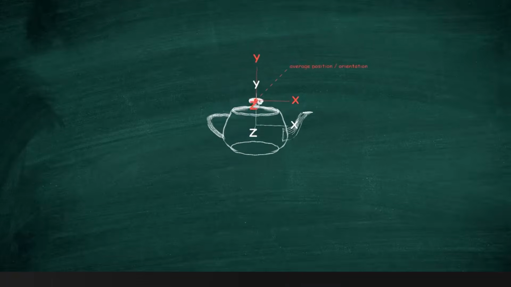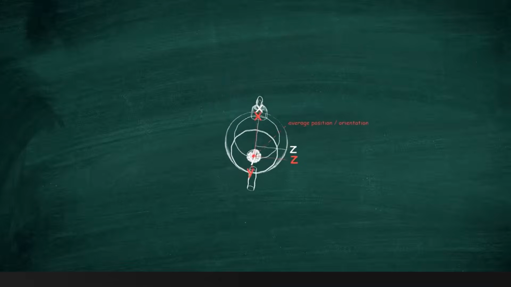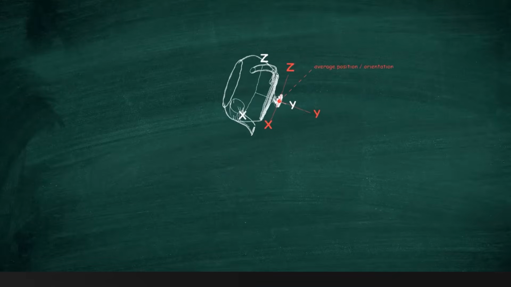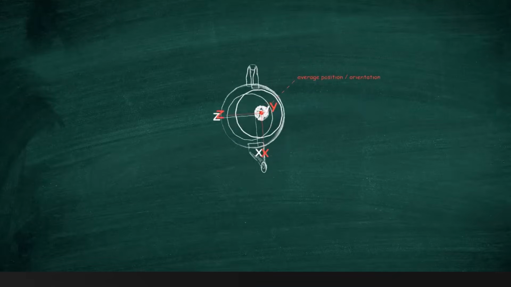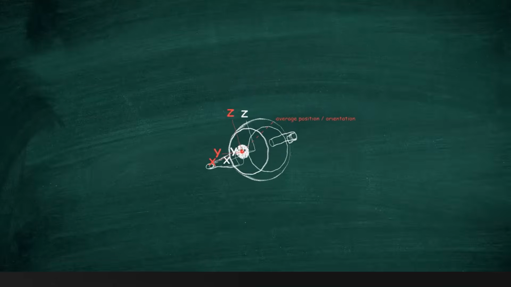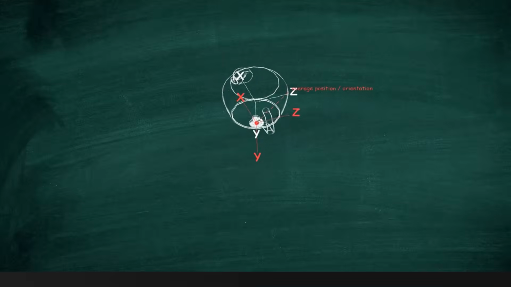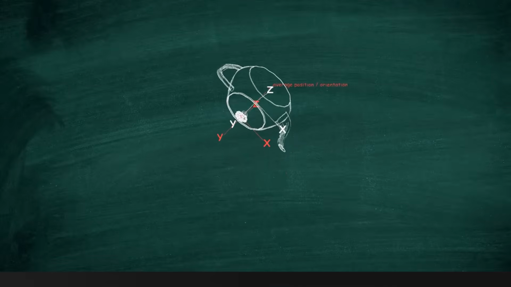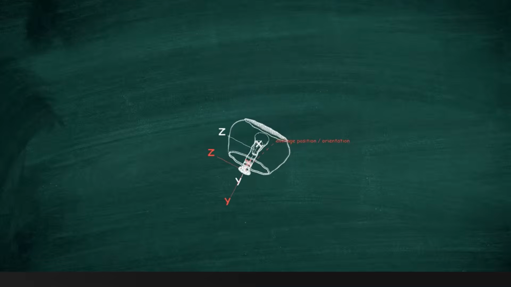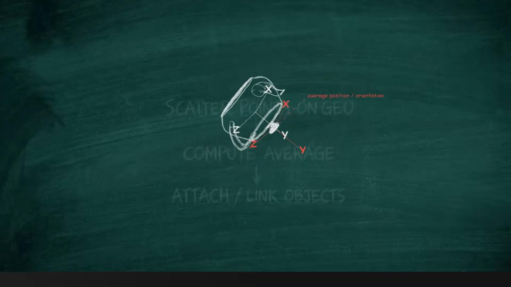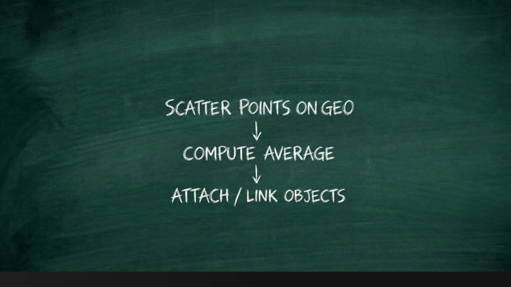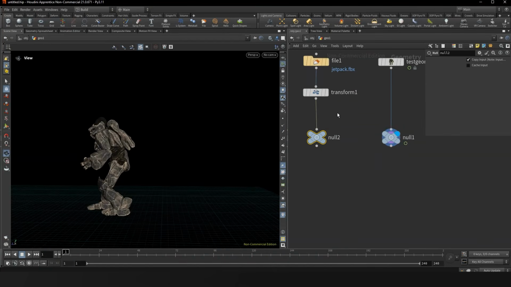So the first part, as I told you, is scattering points on the geo. You might have a geometry which has lots of motion, but if you want to attach something on the hand or the leg or the head, you'll have to compute the midpoint only of that localized area. The second thing is computing the average position and the orientation. And the third is attaching or linking the objects. That's it. So you can divide this whole process into three parts. All right, so let's see how we can do that here.